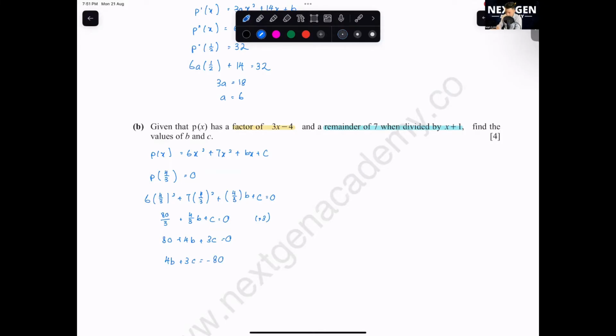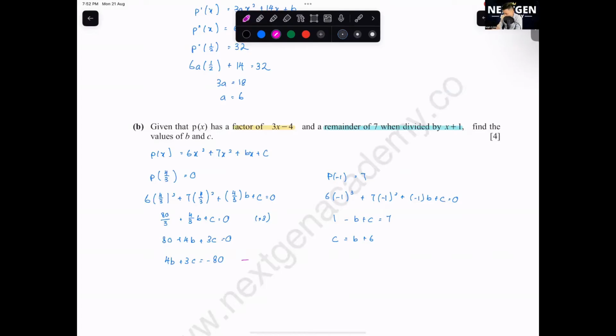Okay, second one, I'm going to use the remainder theorem. Technically, factor theorem and remainder theorem are the same concept, just that one equals 0, one equals your remainder. So substitute it in: 6(negative 1) cubed plus 7(negative 1) squared plus negative 1 b plus c equals 7. Just type in the calculator, you get 1 minus b plus c equals 7. Okay, I make c the subject. c equals b plus 6.